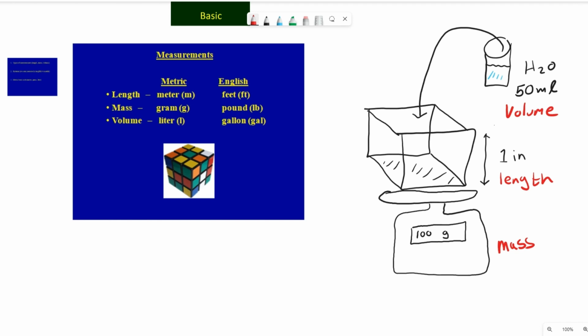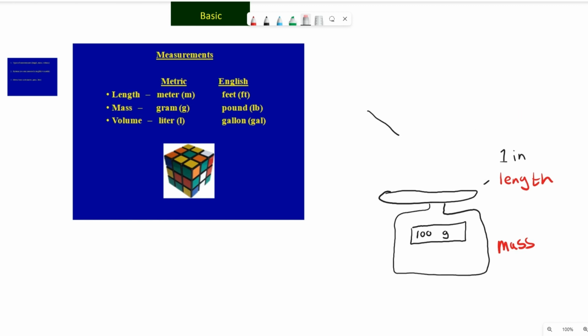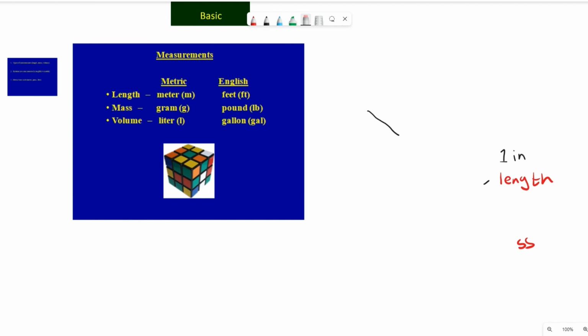So as we saw for the example here with this cube, you can measure three things with it. You can measure its length, how long it is. You can measure its mass, how heavy it is, and you can measure its volume, how much space it occupies. So for any object, those are the three things that you can measure. So whenever we say we're doing a measurement, you always want to ask yourself, well, what am I measuring? Am I measuring its length, its volume, or its mass?